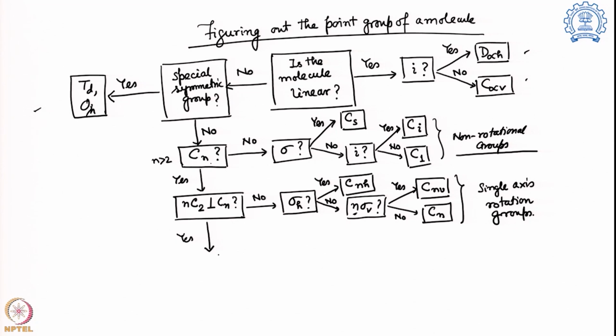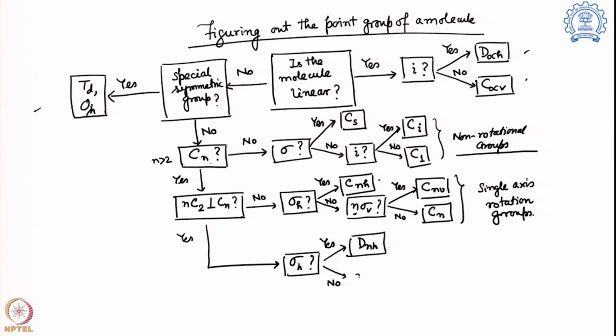The next question we are going to ask is very similar to what we asked for the Cn point group. Do you have sigma h present? And then the answer can be yes or no. If the answer is yes, it belongs to the point group Dnh. You can see the similarity.